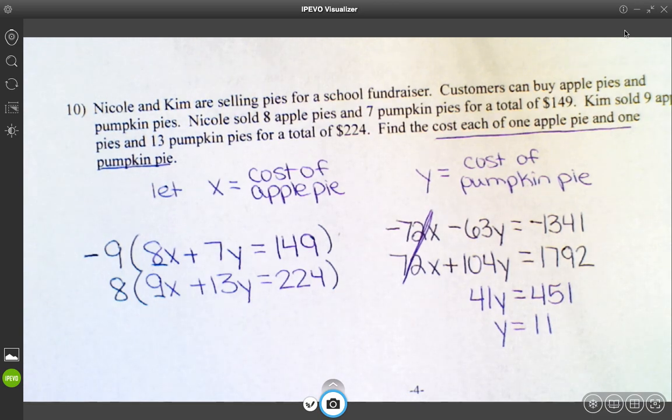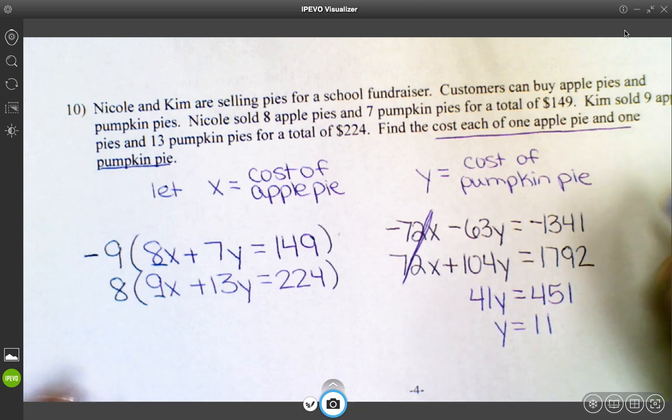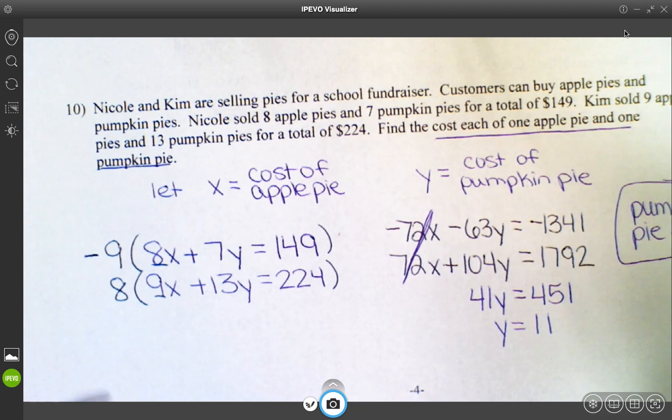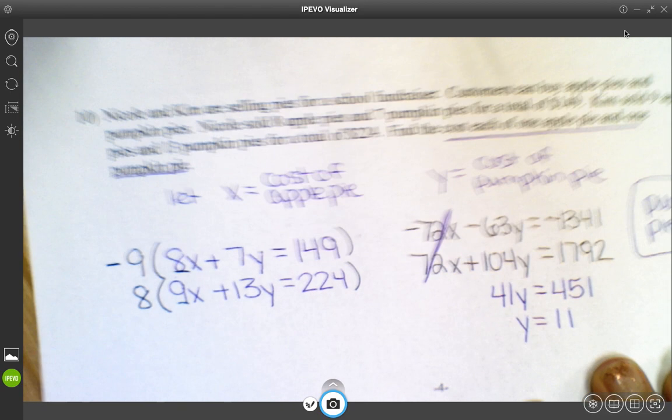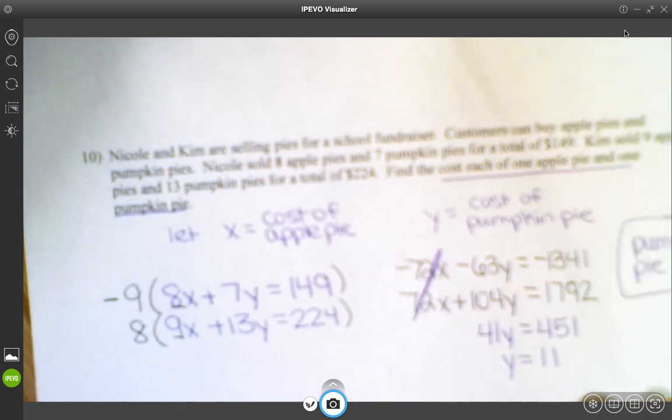So, which pie is 11? It's pumpkin. All right, does it mean we sold 11 pumpkin pies or a pumpkin pie is $11? What are we solving for? It's $11. All right, we're solving for a cost. So if you guys want to go ahead and write that your pumpkin pie cost $11, I'm okay with that. You can write your labels first and then go back and solve, or you can solve them both and then label it at the very end.